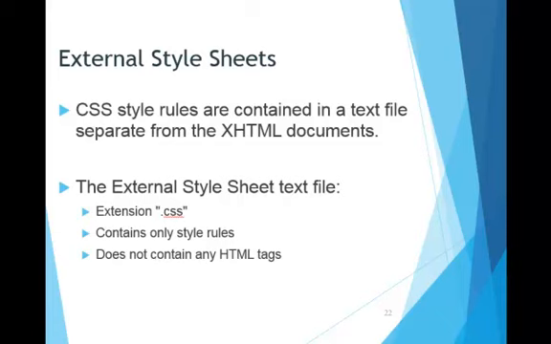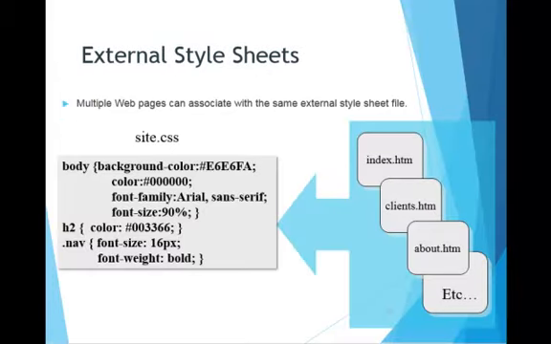Now, as I spoke about before, external style sheets are really handy because the rules are contained in a text file that's separate from the HTML document. The external style sheet is going to have a .css extension instead of a .html extension, and it contains only style rules, so you're not going to see any HTML tags here. Here's an example of what external style sheets look like.